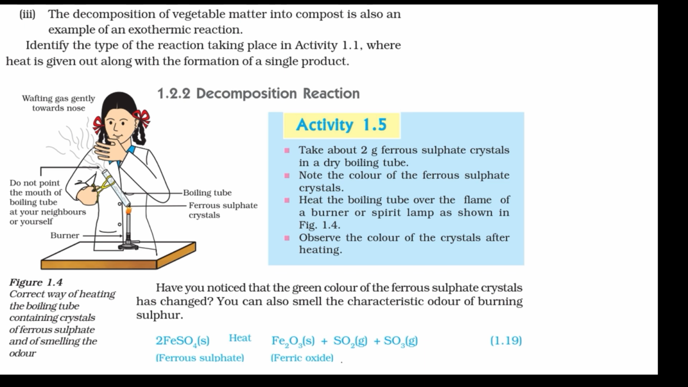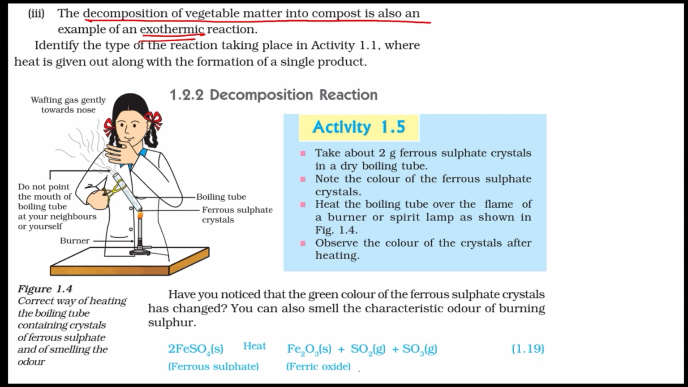Another example of exothermic reaction is decomposition of vegetable matter into compost. Identify the type of reaction taking place in activity 1.1. Activity 1.1 में heat is evolved during the reaction, so वो exothermic reaction है. Identify the type of reaction taking place in activity 1.1 where heat is given out along with the formation of a single product. So it is a combination reaction, and since heat is given out during the reaction, it is an exothermic reaction.